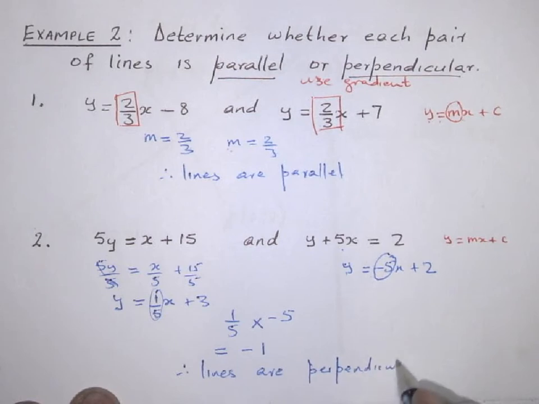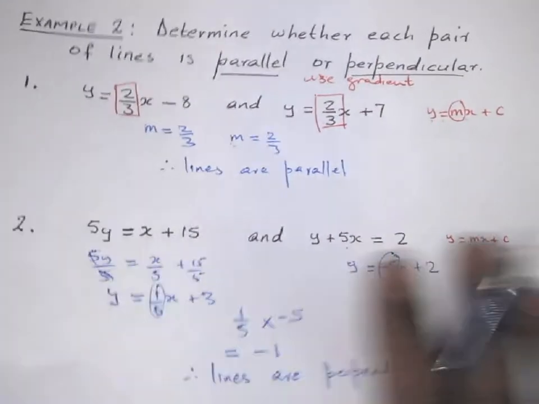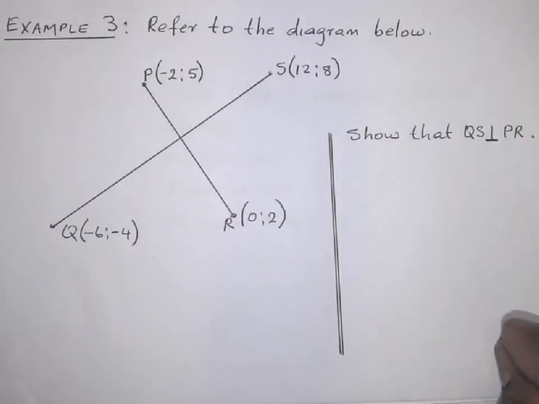Lines will always be perpendicular if the product of the gradients gives you minus 1. We'll say the lines are perpendicular. Okay? Now, let's look at this one here.